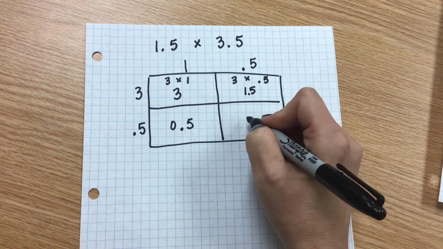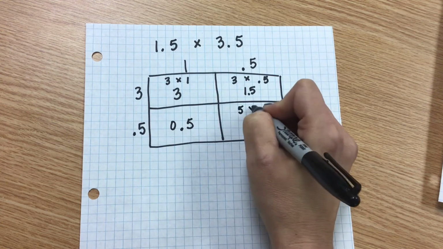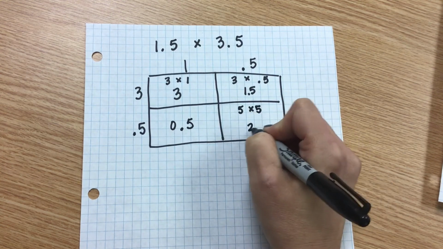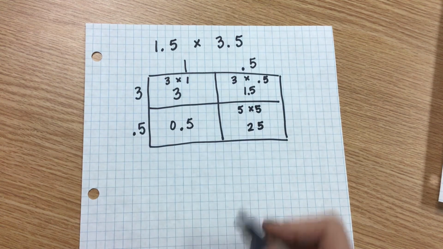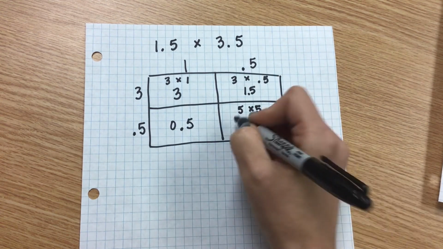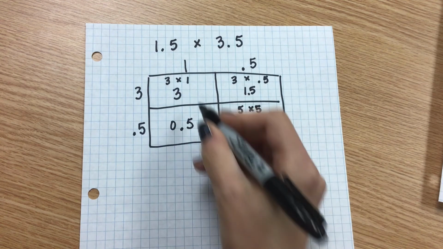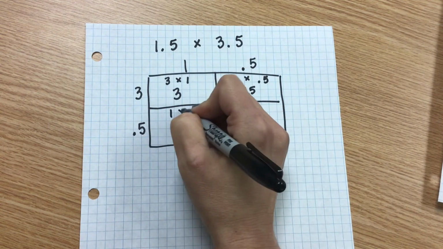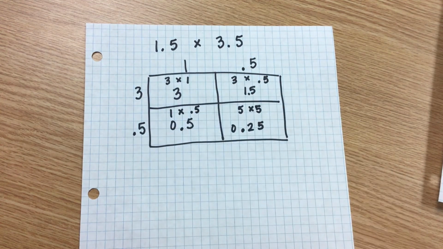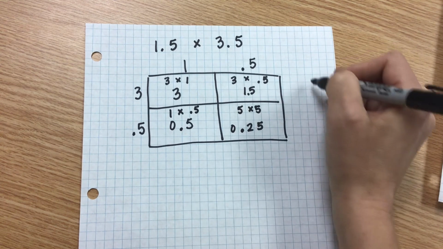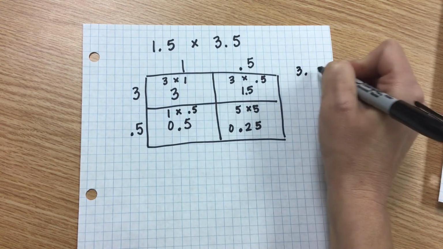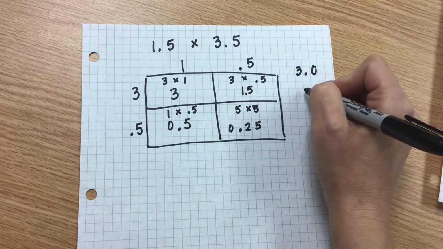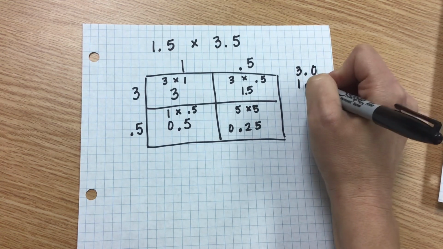5 times 5 is, of course, 25, but look here, 2 numbers have to come after the decimal. So you put it like that. I'm going to put a 0 there. Oh, I forgot to put 1 times 0.5 or half. Okay, so over here on the side, you're going to write all your partial products. So you have 3, then a decimal point. I'm just going to keep all my decimal points over there, all lined up.